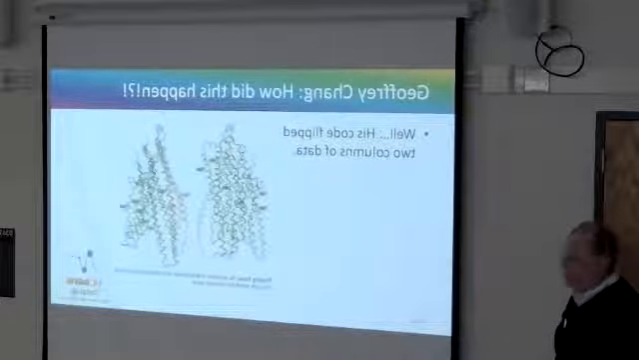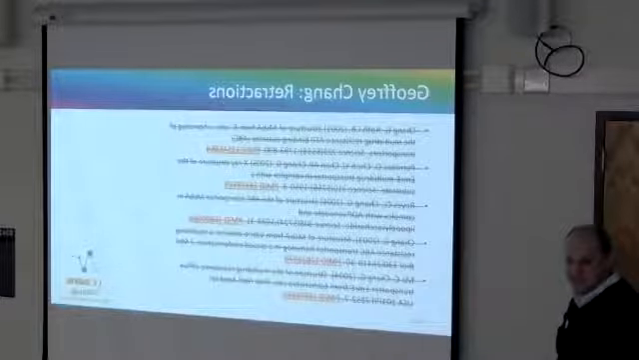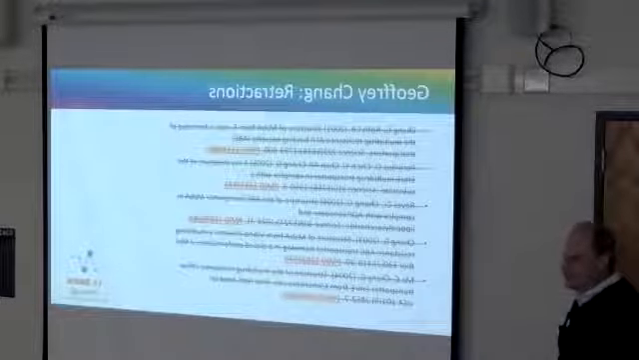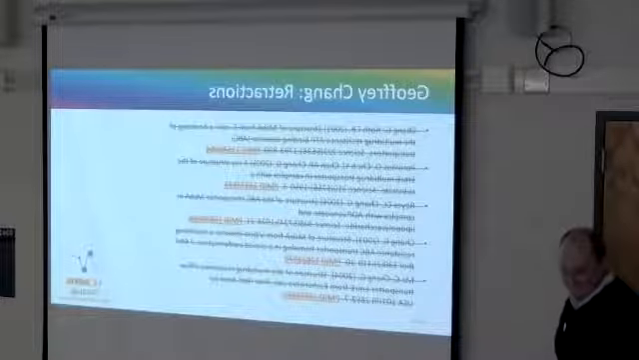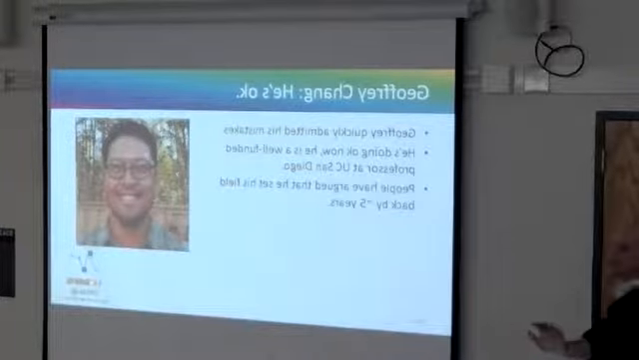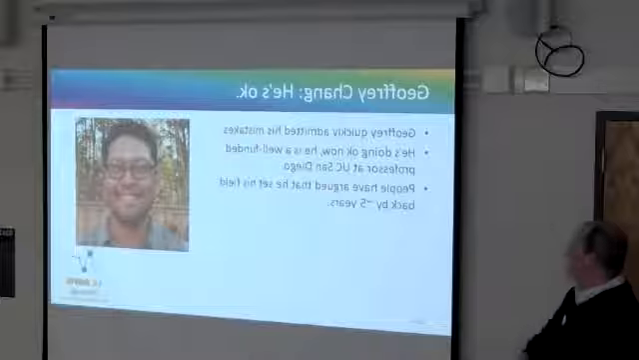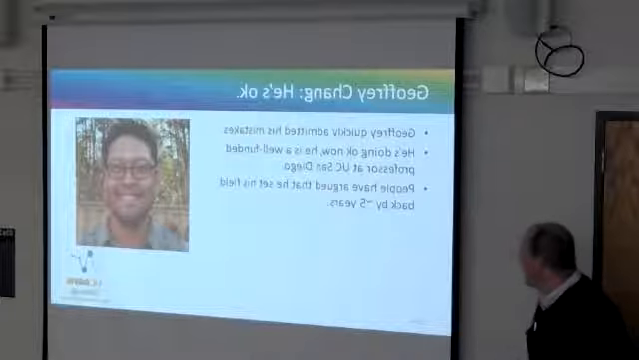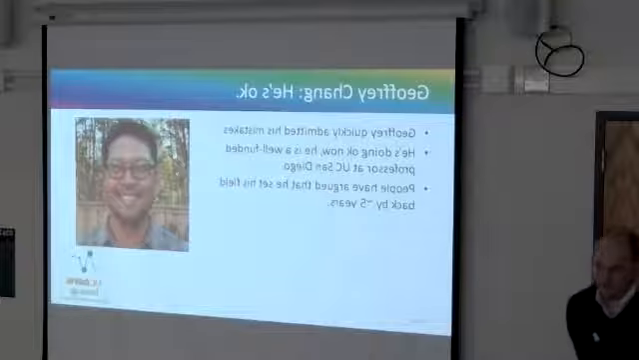So that resulted in the wrong structure for the molecule. It resulted in a lot of retractions, which, if you can imagine how good you feel when you publish a science paper, imagine how terrible you feel when you retract 3 of them in the same day. So the good news is Jeffery admitted his mistakes. He is now doing okay. He's a well-funded professor at UC San Diego. But people have argued that he set his field back by about 5 years, right?